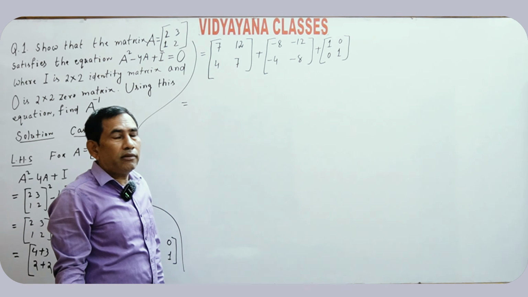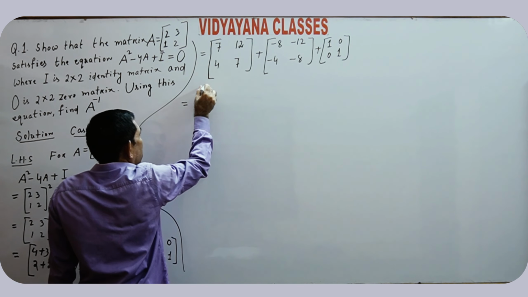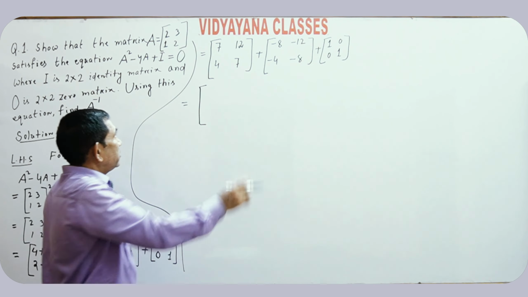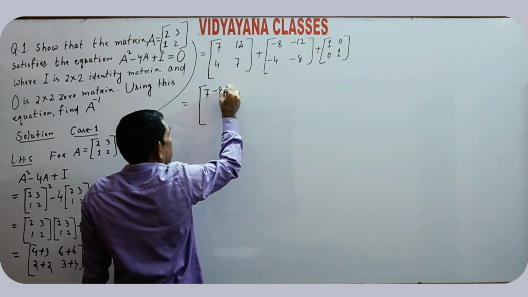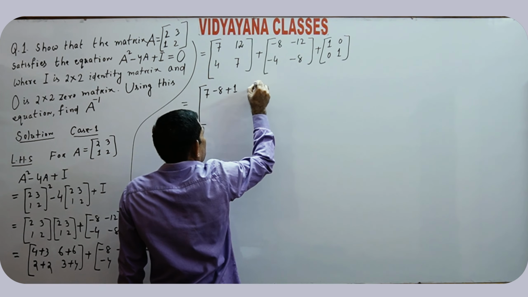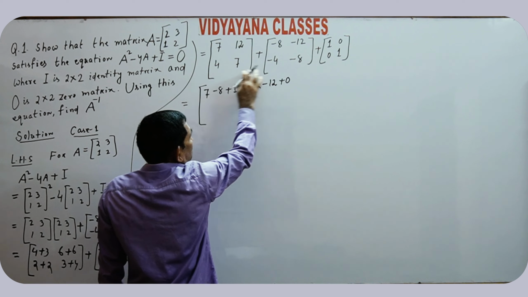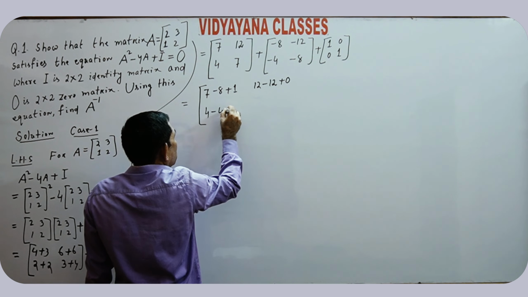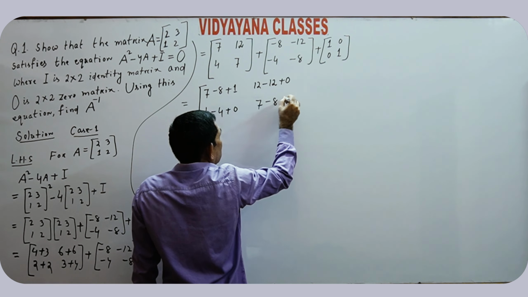Addition of the matrices is the addition of their corresponding elements. First, that is 7 minus 8 plus 1. 12 minus 12 plus 0. 4 minus 4 plus 0. 7 minus 8 plus 1.